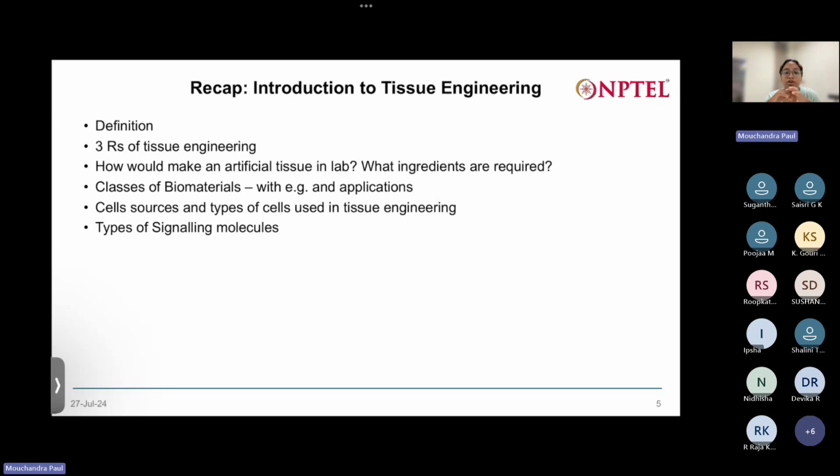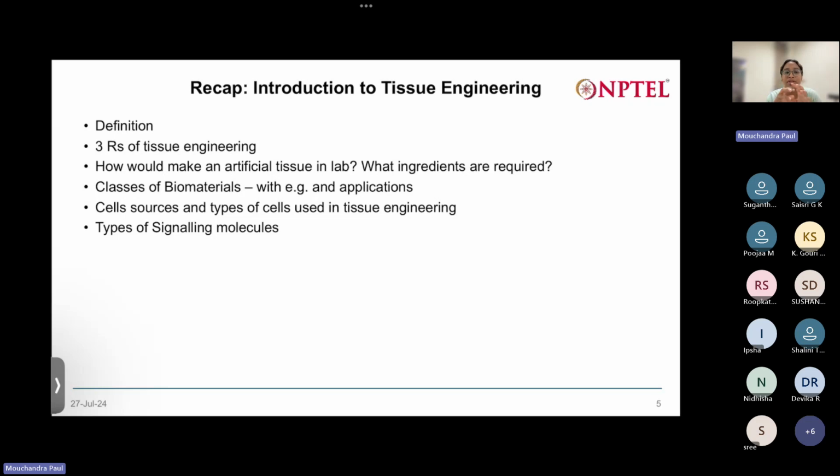So as I was saying, from this particular definition only, we come to know that there are 3 R's of tissue engineering that give the goal to this field, where the researchers who are working are working towards these 3 goals: to regenerate damaged tissue, to repair it, or to replace it altogether. Okay, so how do you make an artificial tissue?